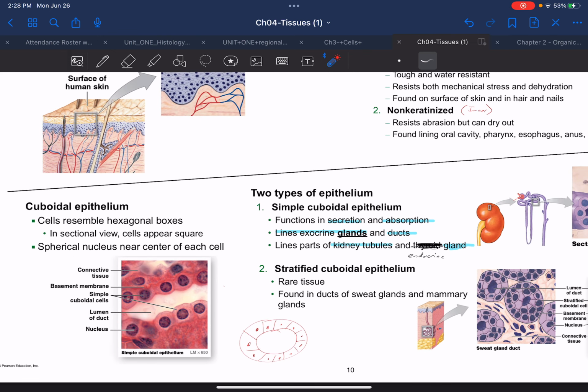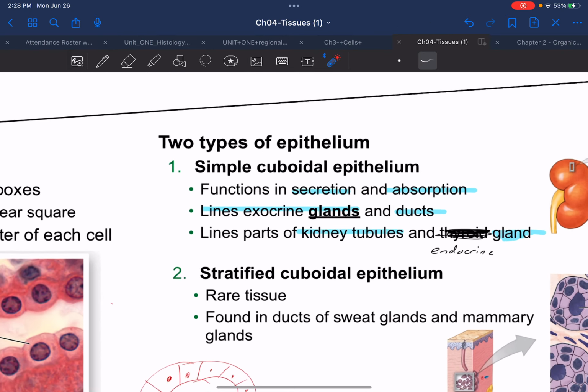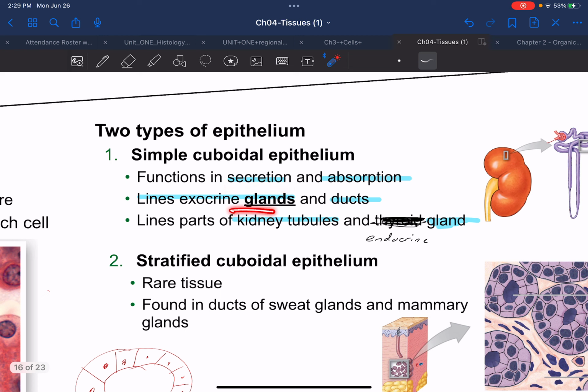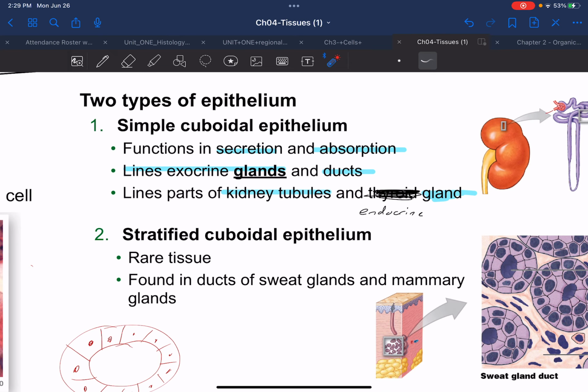Cuboidal cells, we know that they make up glands, and so that's what it is. They function in secretion through the use of glands. An example now is exocrine glands. Cuboidal cells make up exocrine glands, and even the ducts of those glands. They are also capable of absorbing.